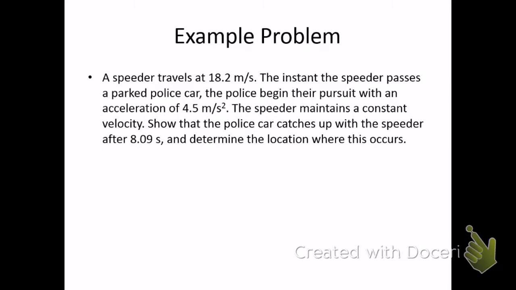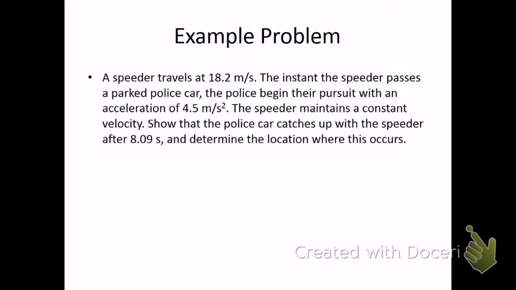Alright, we're going to go ahead and work through an example problem. We are looking at the fact that a speeder travels at 18.2 meters per second. The instant our speeder passes a parked police car, the police begin their pursuit with an acceleration of 4.5 meters per second squared. Our speeder maintains a constant velocity. We want to show that the police car catches up with our speeder after 8.9 seconds. We want to determine the location where this occurs.